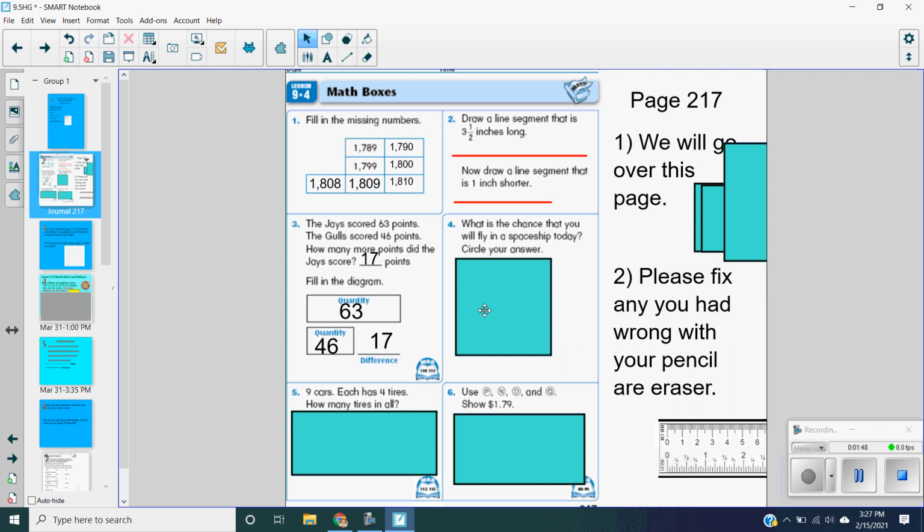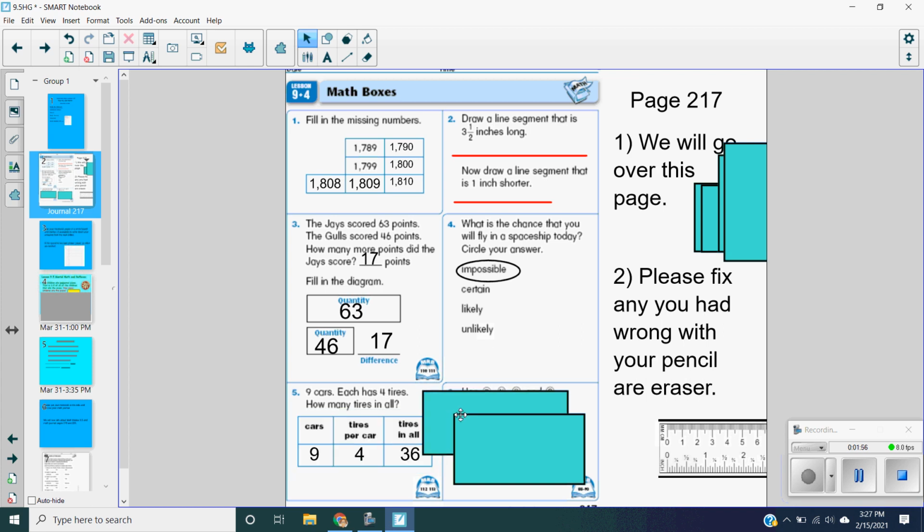For question 4, what is the chance that you will fly in a spaceship today? And that would be impossible. For question 5, 9 cars, each has 4 tires. How many tires in all? So you can fill in your diagram. We have our 9 and 4, and when we're multiplying 9 times 4, we would get 36.